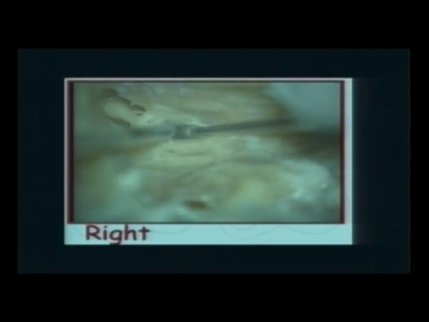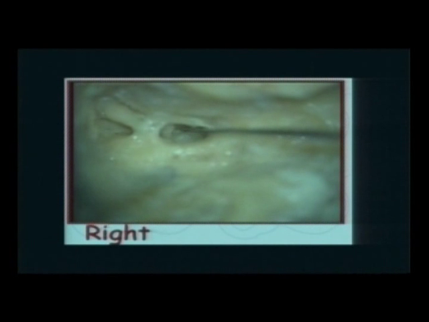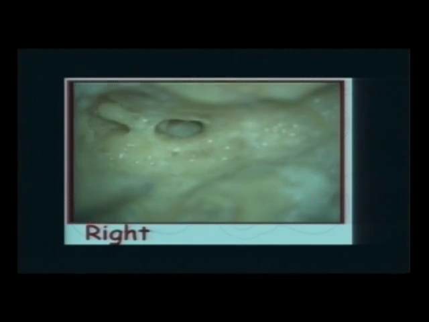Now I'm going to open into the facial recess. You see now, I remove bone from behind the facial nerve, lateral to the facial nerve, and then anterior to the facial nerve. This is Jacobson's nerve. You see it on the promontory there, this white structure. This is the incudostapedial joint. This is the stapedius muscle.